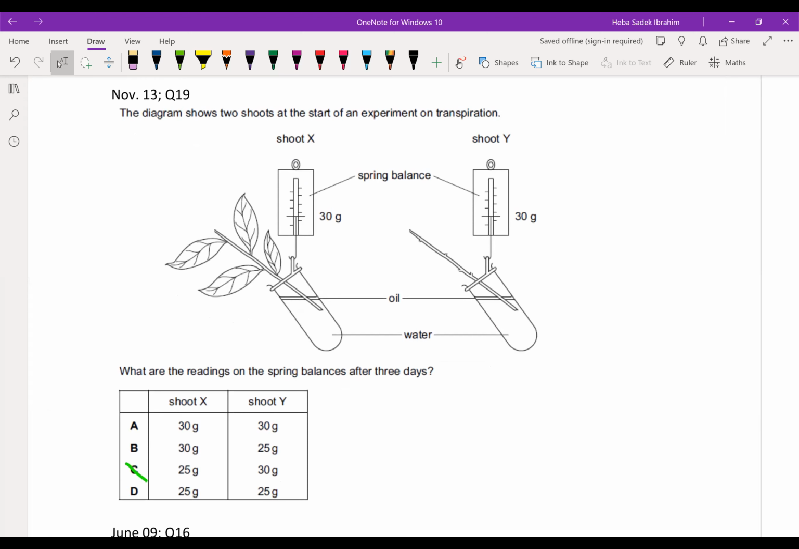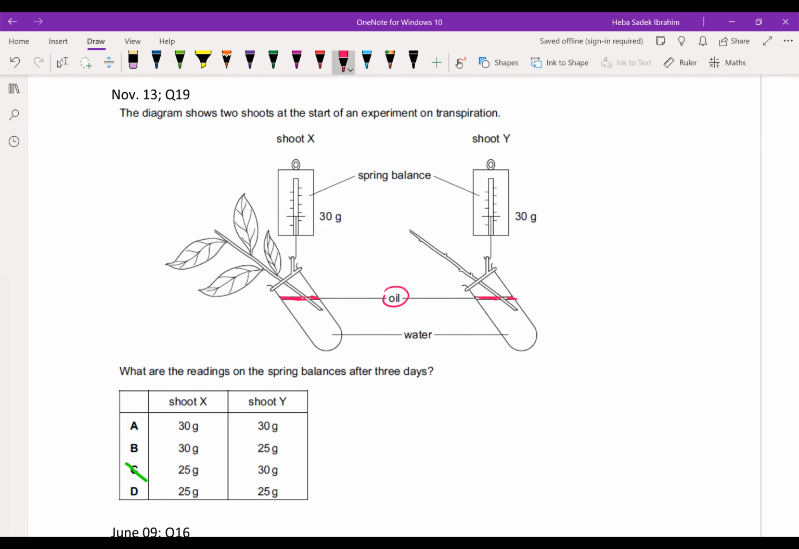فبيقول لحضرتك ايه the diagram shows two shoots at the start of an experiment on transpiration. كويس برافو. What are the readings on the spring balances after 3 days؟ يعني هو عمل الريدنج في الأول ولقى الاتنين وزنهم 30. طيب ليه حاطين oil؟ This is an interesting thing because sometimes you'll see a question like this in paper 6. هو ايه الحكمة من وجود oil هنا؟ الحكمة من وجود oil to stop any water from evaporating.